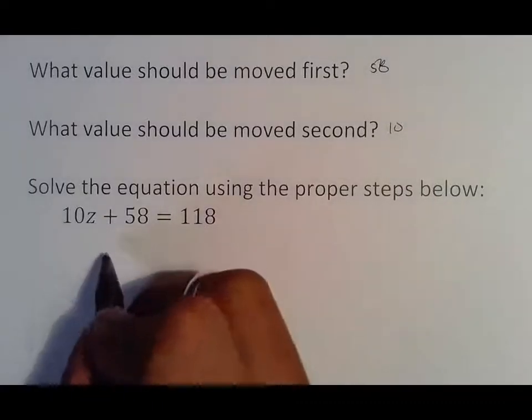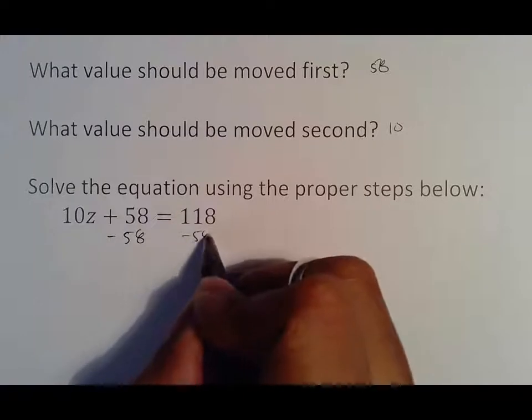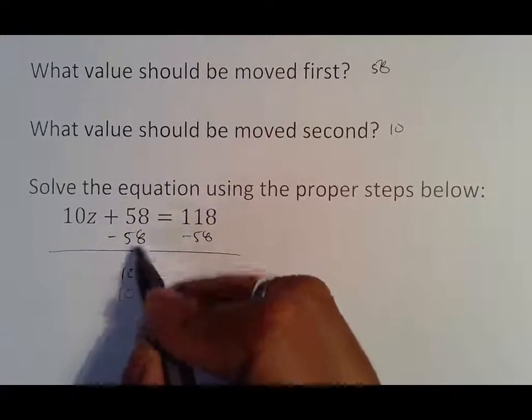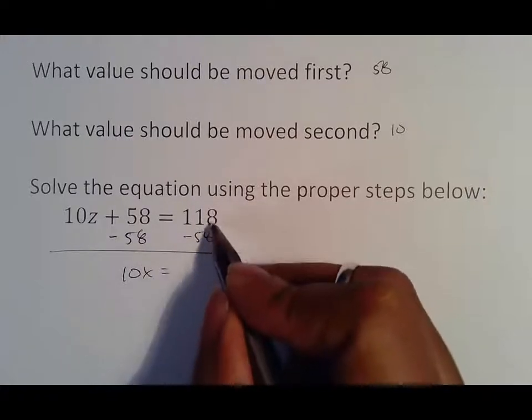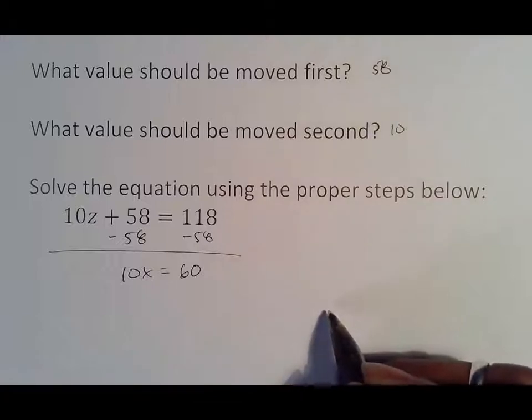So now, again, how do we move this plus 58? We move it by subtracting 58. The whole 10z comes down, 58 goes away. This gives me, let's see, 5 to 11 is 6. Of course, that's a 0.